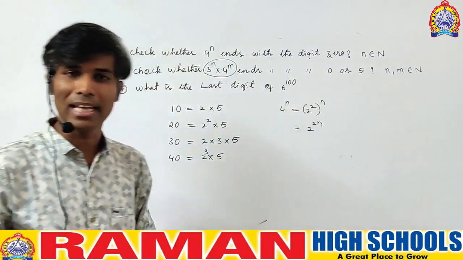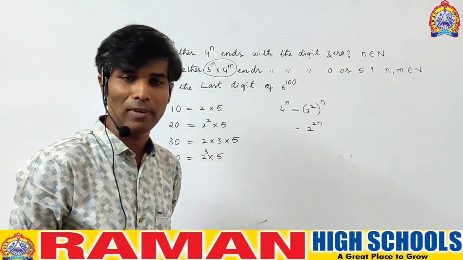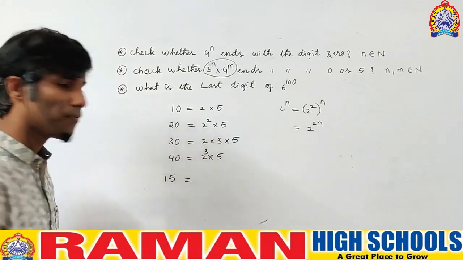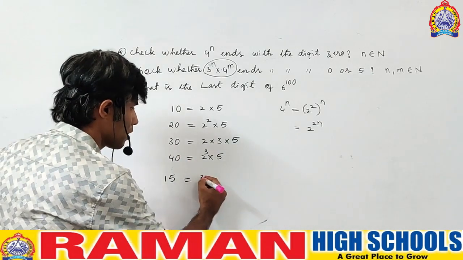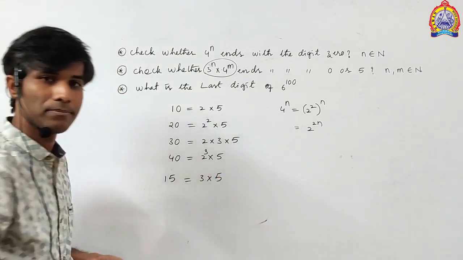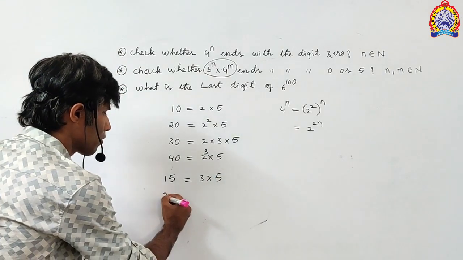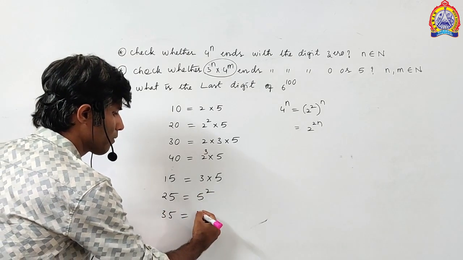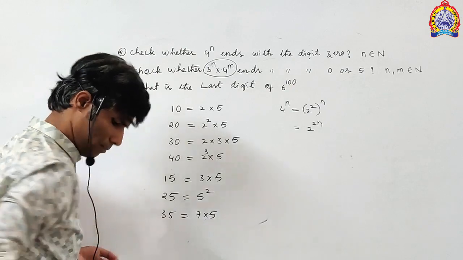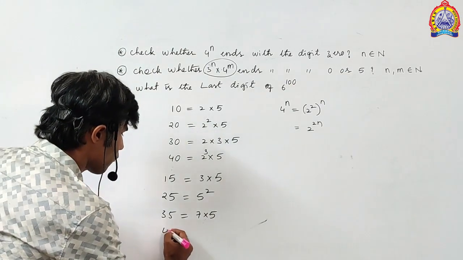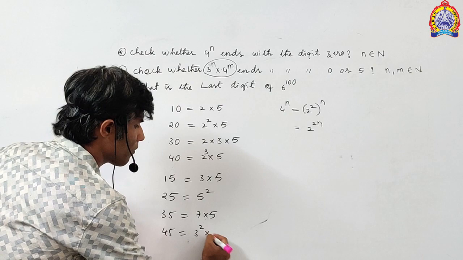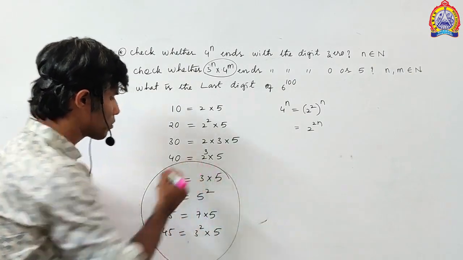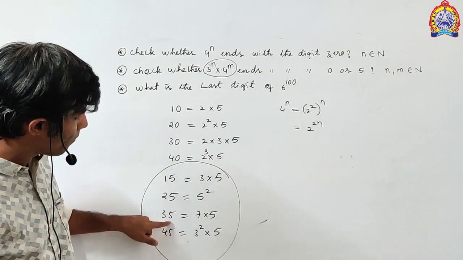Before that, let us see when a number is ending with the digit 5. See, 15. Its prime factorization is 3 into 5. 25, 5 square. 35, it is 7 into 5. And here 45, that is 3 square into 5. So in all these, you can observe every number is ending with a digit 5.